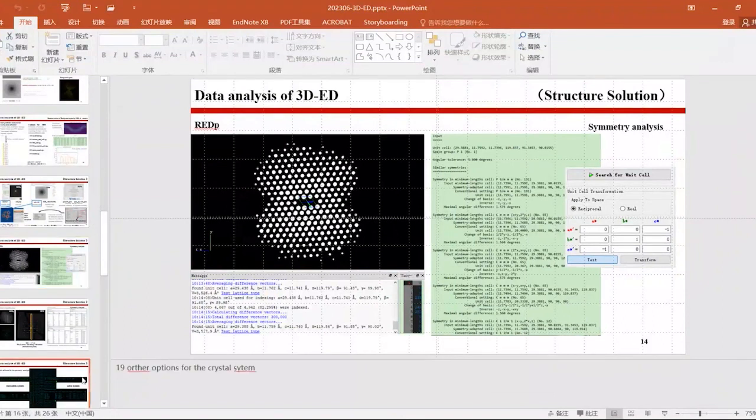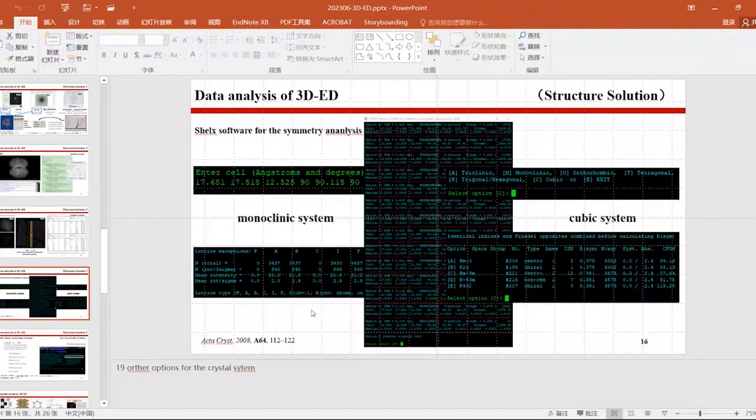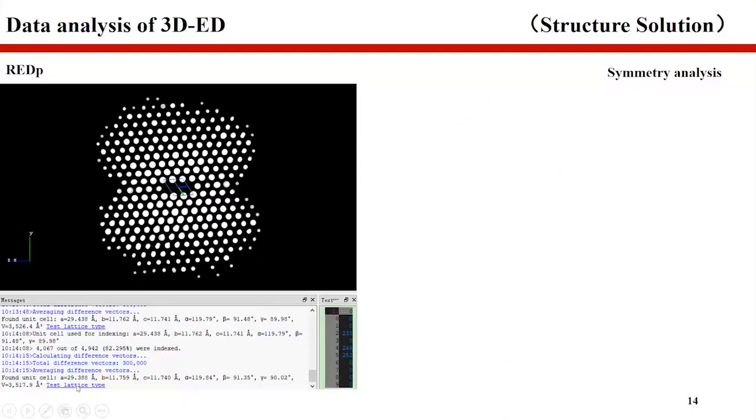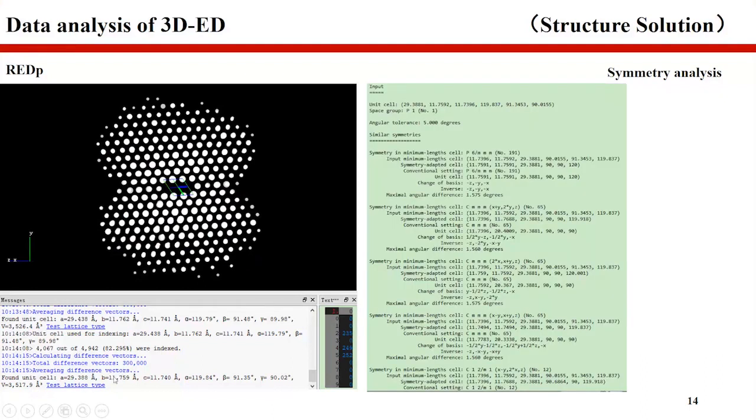And during the unit cell transformation, previously I recommended this function. We know that the first unit cell we get from the software may not be the real unit cell. That is why the developer added this function here, test lattice type, so that we can see the different unit cells or different symmetries. We need to check it carefully during the image processing and also during the structure determination process.